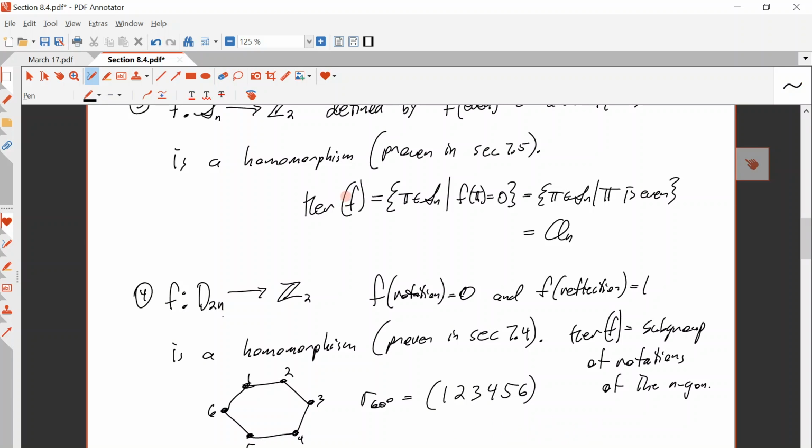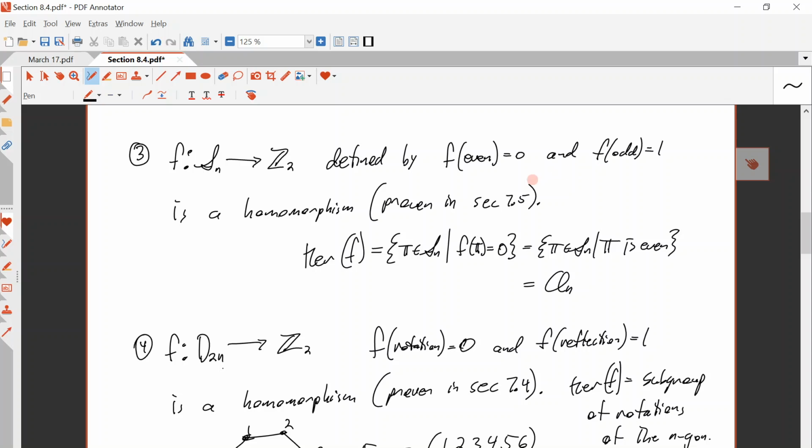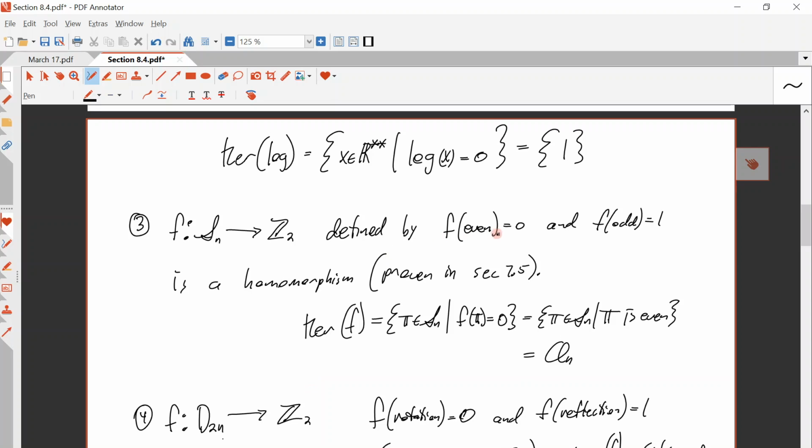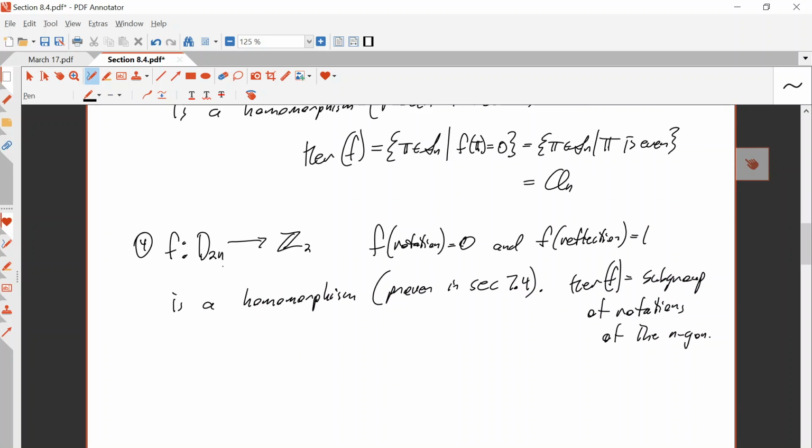So it's not exactly the same as this, because here we're saying f of a rotation is 0, but that's an odd permutation. So it's different than the even-odd homomorphism for Sn. Similar idea, but not the same. D12, the dihedral group for the hexagon, is a subgroup of S6, but it's not the same as the odd-even homomorphism. So that's kind of interesting. Distinct examples. All right.